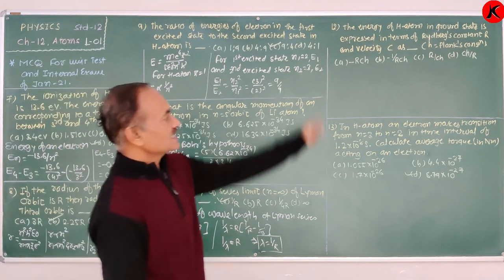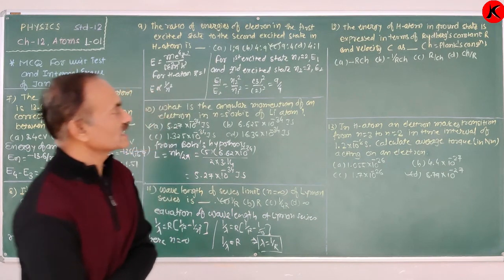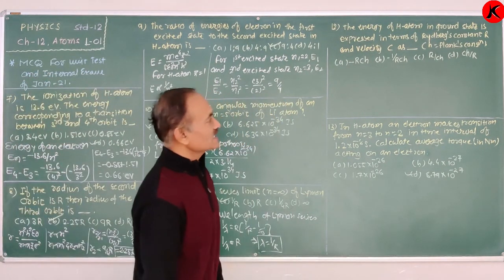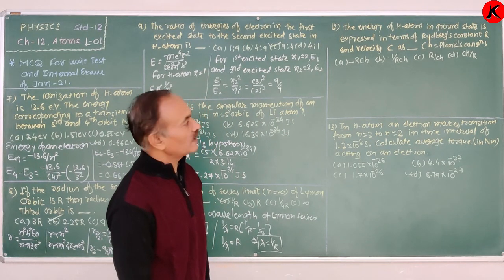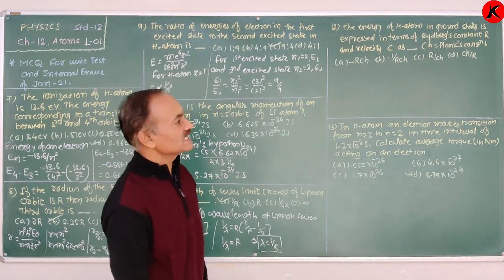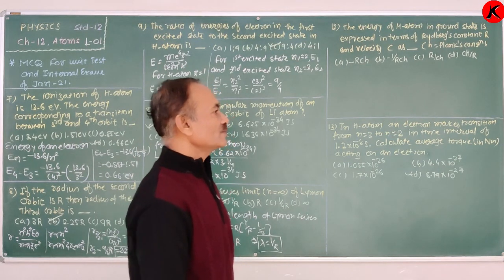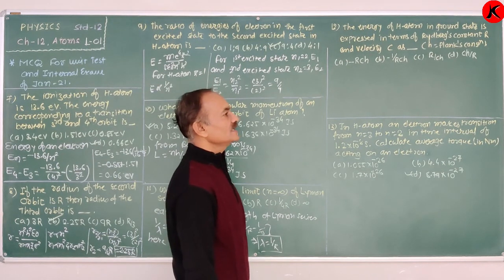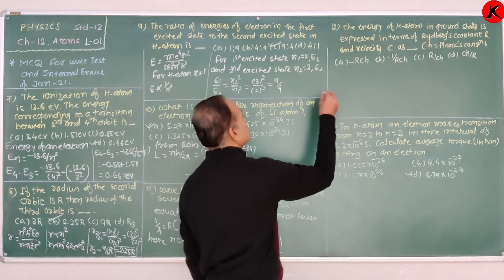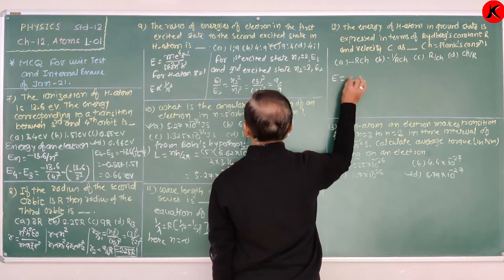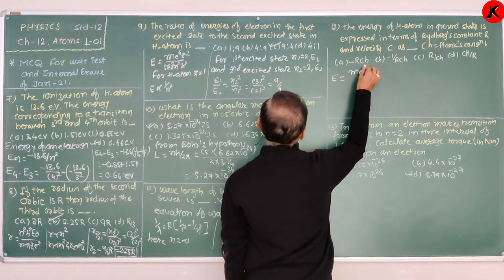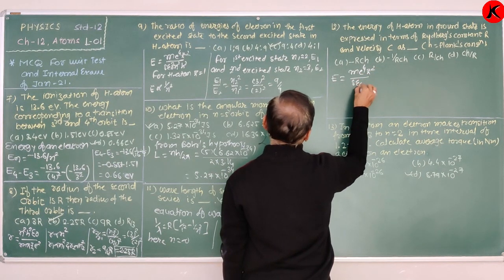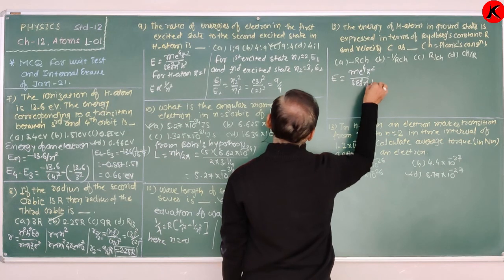Right? Now the next is also an important question, frequently asked in board exam. The energy of the hydrogen atom in ground state is expressed in terms of the Rydberg constant R and velocity c, and also h is the Planck's constant. We have to write down the equation of the energy in terms of R, c and h. Now we know the equation of energy: m e to the 4 z square upon 8 epsilon 0 square n square h square.